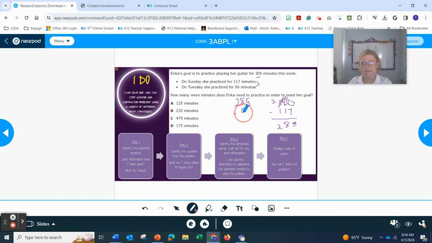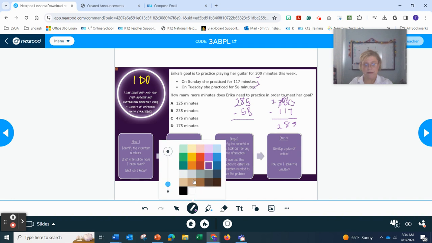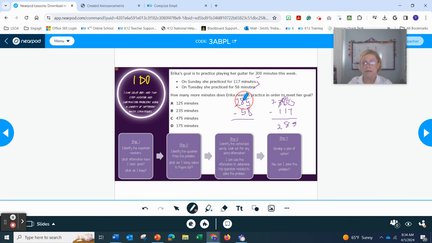85 minus 58. 5 minus 8, can't do that. Go over. Let me change my pen color. Now there's a lot more regrouping because you have to regroup twice. That would leave us with 7. 15 minus 8. 15 minus 8 equals 7. 7 minus 5 equals 2.